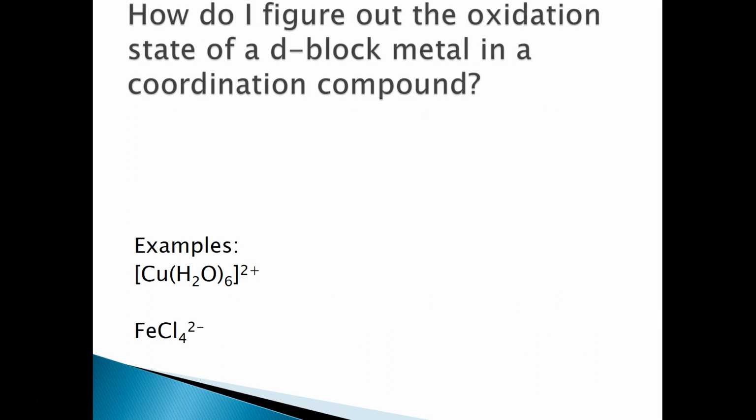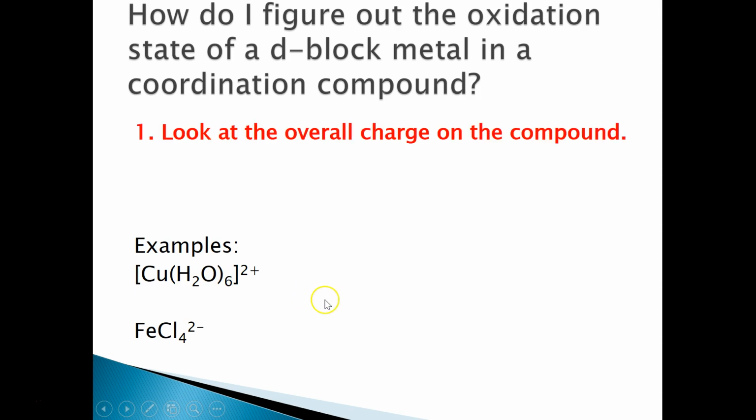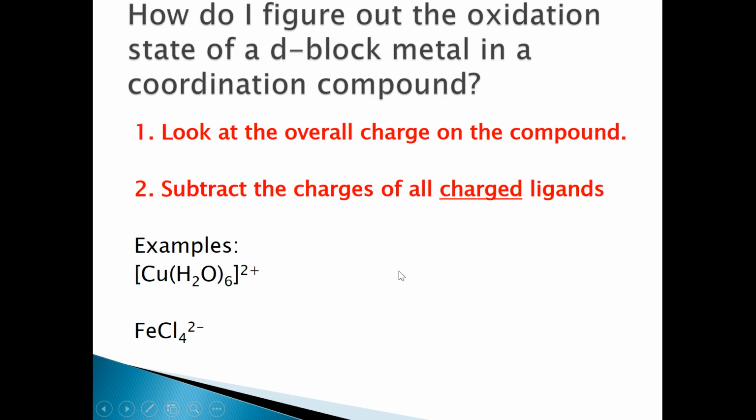So one thing you have to do is figure out the oxidation number of the transition metal cation in a coordination compound. And actually that's pretty easy to do. First thing you do is look at the overall charge on the compound. The compound we see here has an overall charge of +2. The next thing we do is subtract the charges of all the charged ligands. Now, charged is underlined there because if a ligand does not have a charge, like water, then it will not factor into the charge of the overall compound.